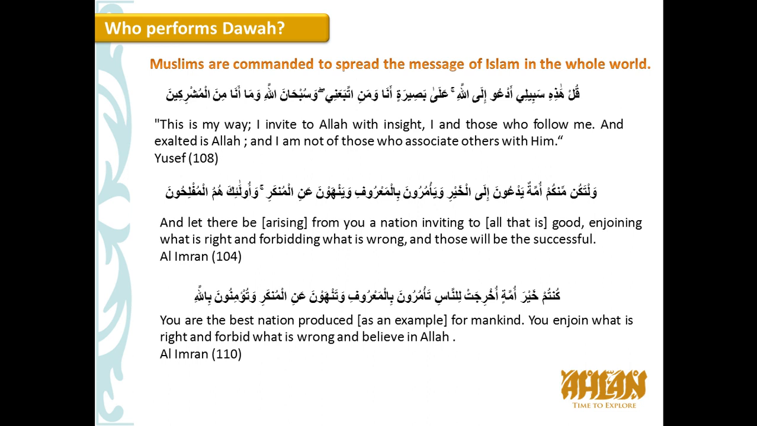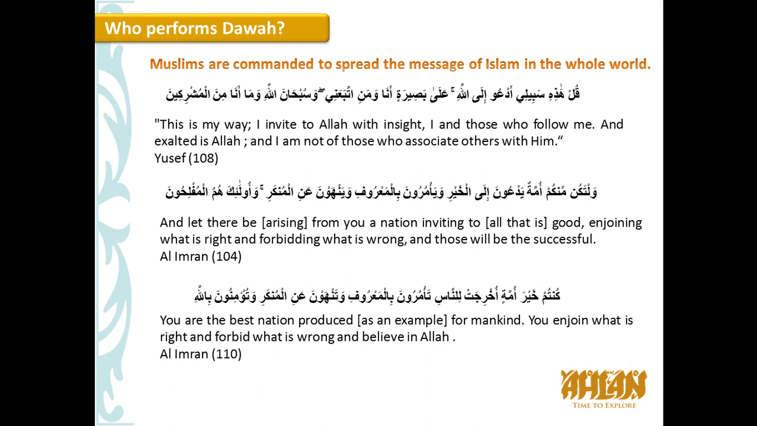He didn't say I and the scholars. He didn't say I and the most knowledgeable people. Of course the verse says with insight, and also it says those who follow me. So anyone who wants to follow the Prophet, sallallahu alaihi wasallam, needs to invite to Allah.